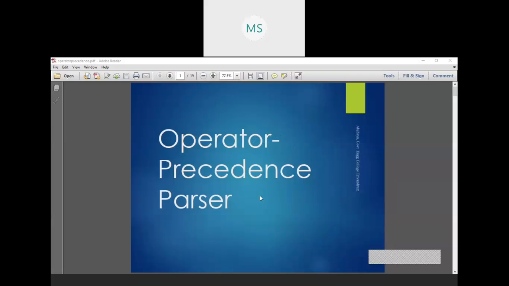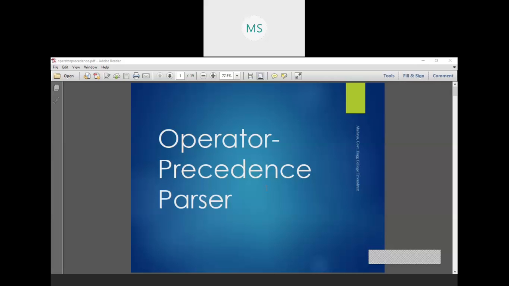As the name indicates, it mainly depends on the operator. If the grammar has operators, then how can I get the relationship between two operators? Using that, I can construct my parse tree, or I can also construct the operator precedence table. For that we will study this topic, the operator precedence parser.